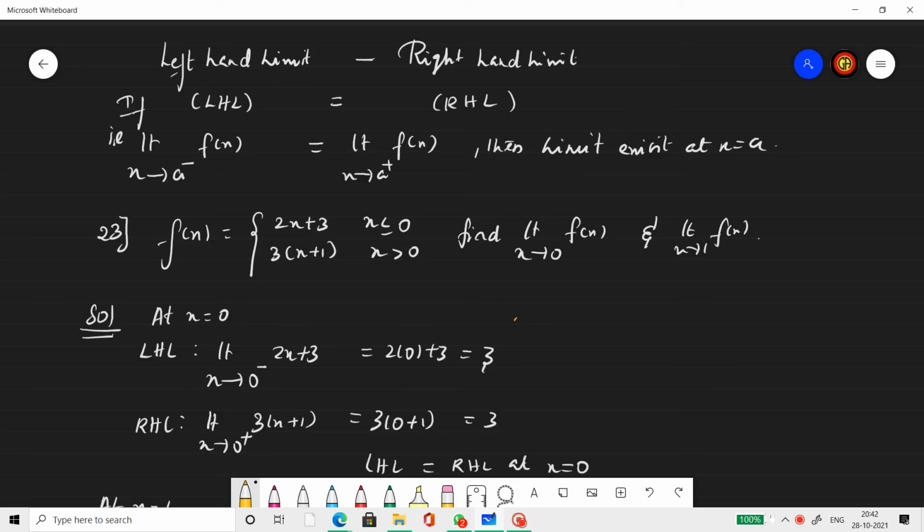Good evening, everyone. Today we're going to do part 4 video on limits. Here we're going to focus on left hand limit and right hand limit. So let me explain what is left hand limit and right hand limit first.